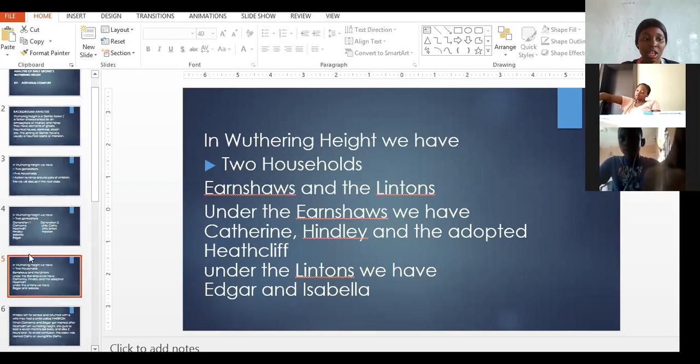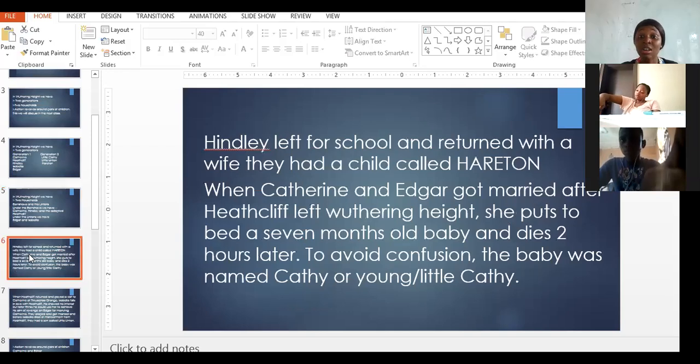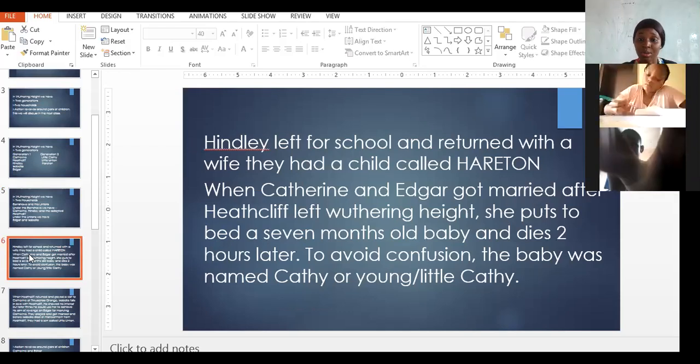So, we said Hindley left for school. Hindley was the biological child of Mr. Earnshaw. But Heathcliff was an adopted lad that was picked from Liverpool by Mr. Earnshaw and was brought to the house. And so when Heathcliff was brought to the house, Hindley became jealous and angry because Heathcliff was taking the attention of his father. Both Hindley's mother and Catherine initially were not friendly towards Heathcliff. But at the end, we said Heathcliff and Catherine became close friends.